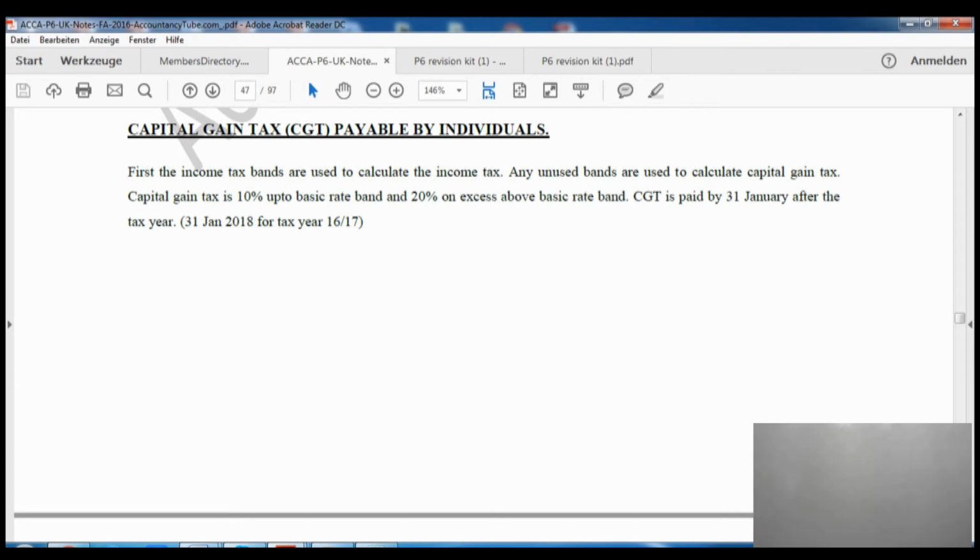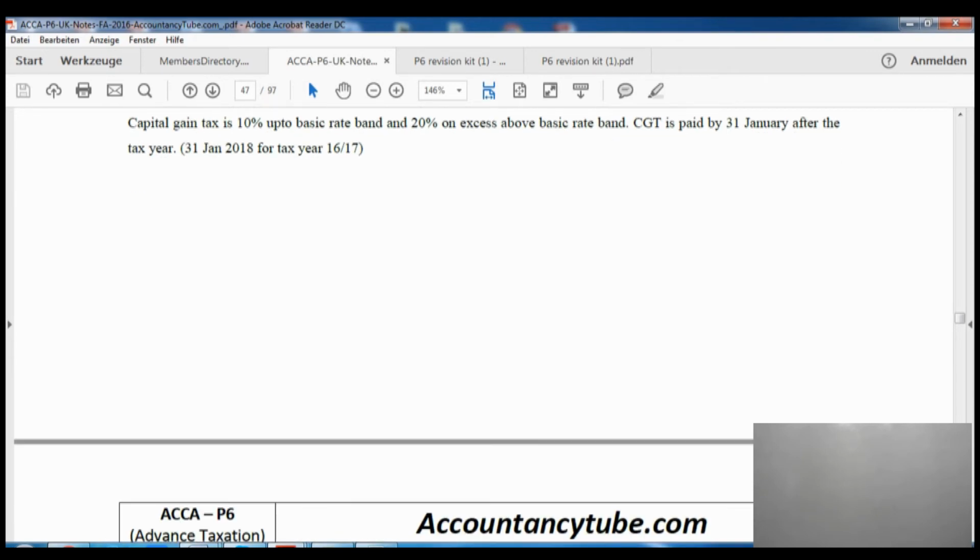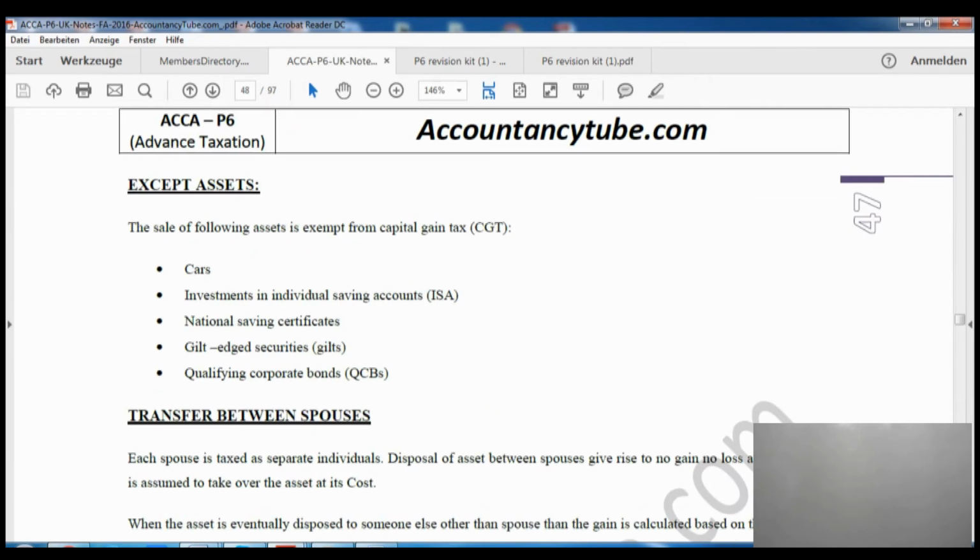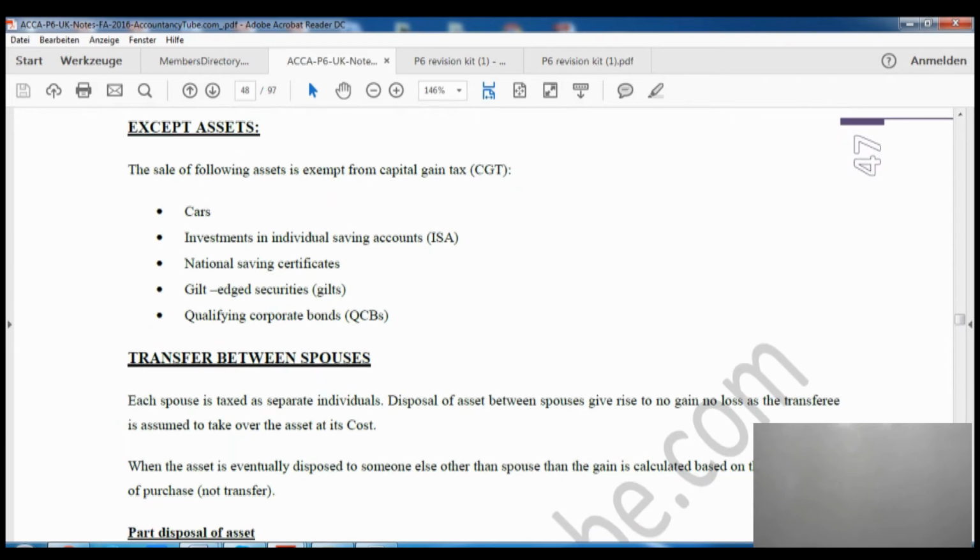All right. Another thing is that we have to pay capital gains tax by 31st January after the tax year for our current tax year. And this date is 31st of January 2018. This is the key date. Dates are very, very important in the P6 and F6 exam, because the examiner very often examines the dates and they are worth a couple of marks. So very, very easy marks. So you must remember the dates about the taxes.